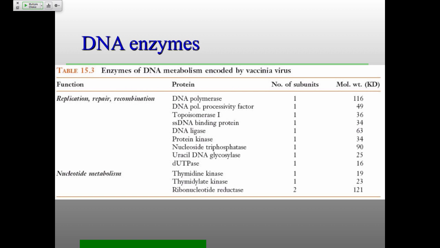Yeah, Luke? Are these novel at all compared to cellular machinery? As in, does it have a very different looking topoisomerase or ligase, et cetera? We'll get back to that in just a second, but the answer is yes.